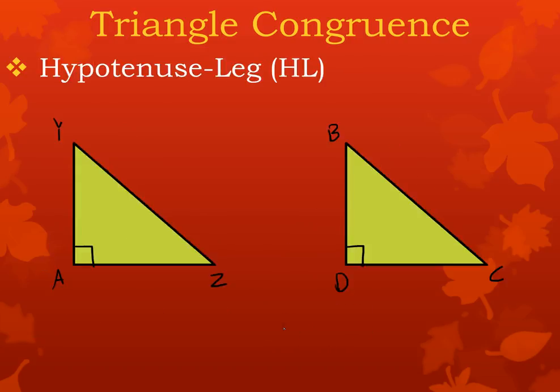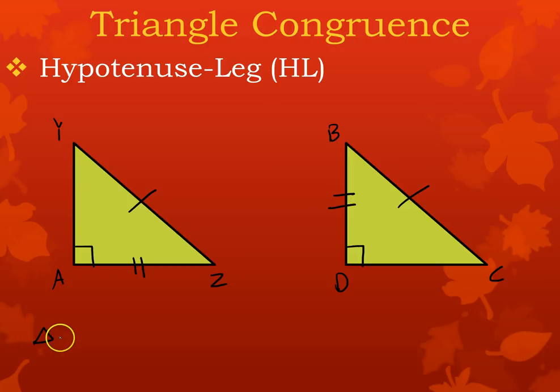Now, your last congruence theorem is only with right triangles, it's hypotenuse leg. So we need to have the hypotenuses for the two triangles congruent. Hypotenuse is always opposite your right angle. And one of the legs. It doesn't matter which one, but one pair of legs. If that is true, then your two triangles will be congruent.